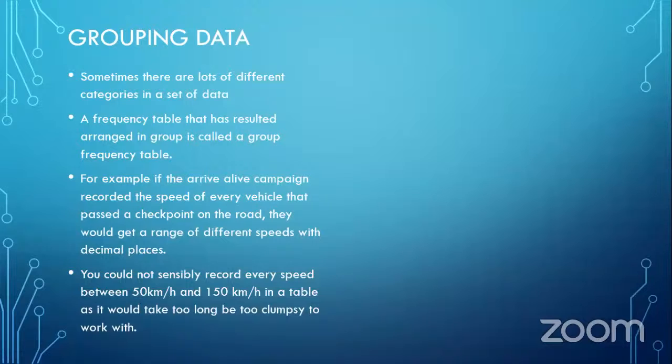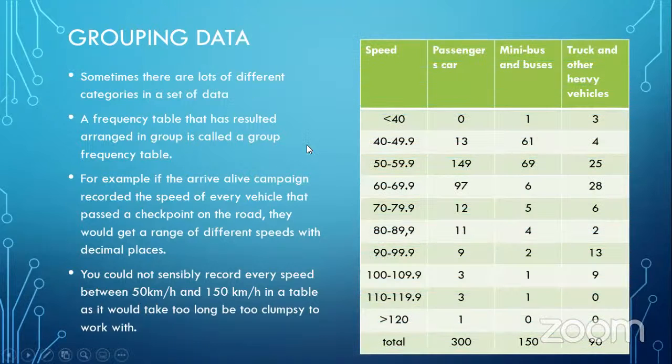So I've made an example here just to show you how we can do this. For example, if the Arrive Alive campaign recorded the speed of every vehicle that passed a checkpoint, maybe on a highway, they would get a range of different speeds with decimal places. So let's say we are recording data of cars passing at a certain highway, where we have those e-tolls recording the number of cars that are passing there.